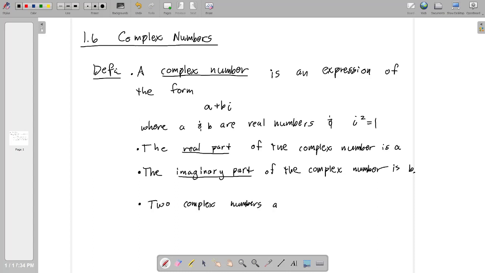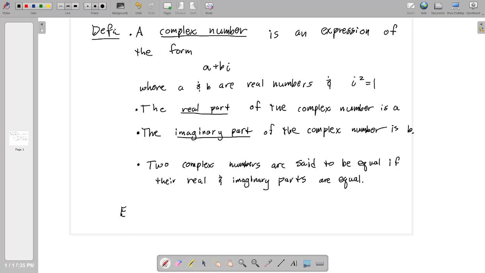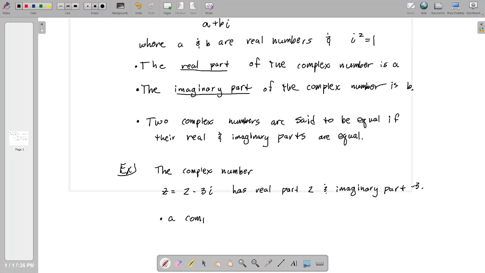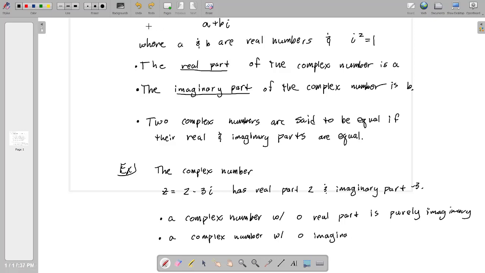Two complex numbers are said to be equal if their real and imaginary parts are equal. Example: the complex number c equals 2 minus 3i has real part 2 and imaginary part -3. A complex number with 0 real part is called purely imaginary. A complex number with 0 imaginary part is called real.